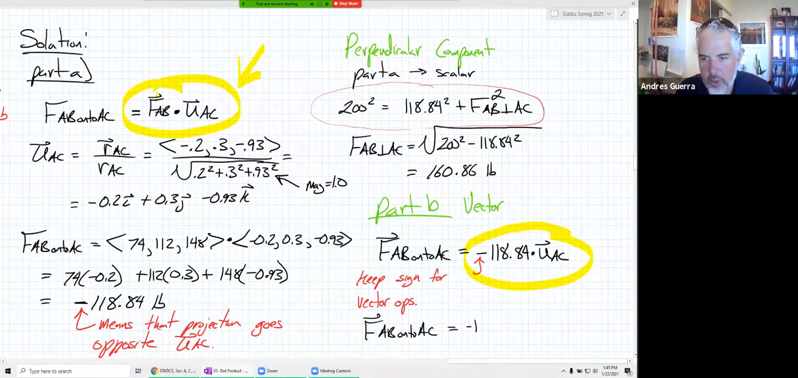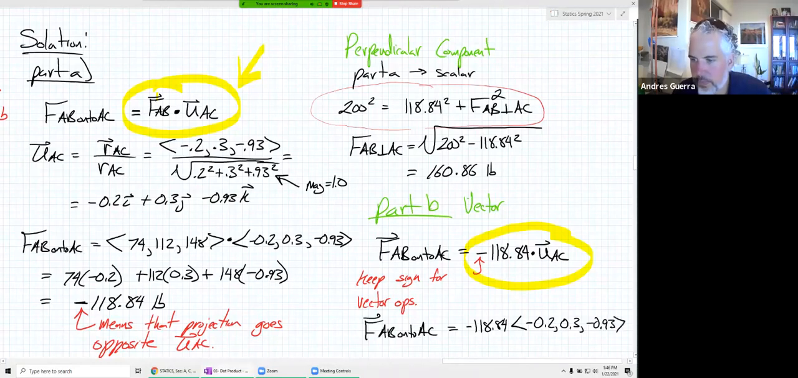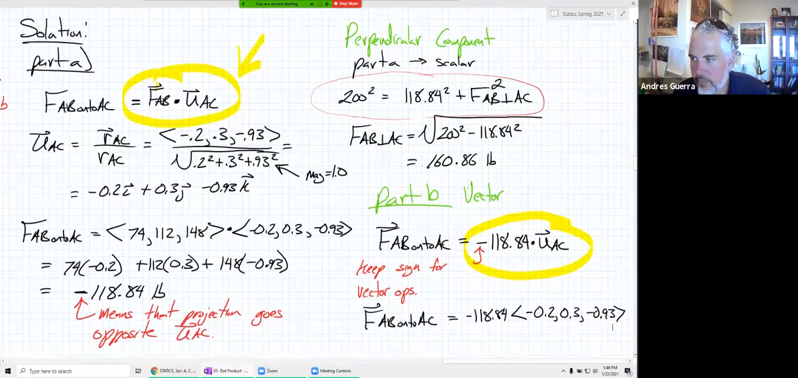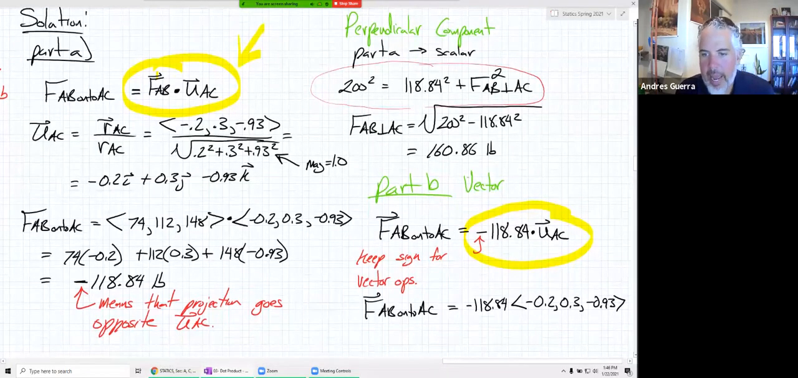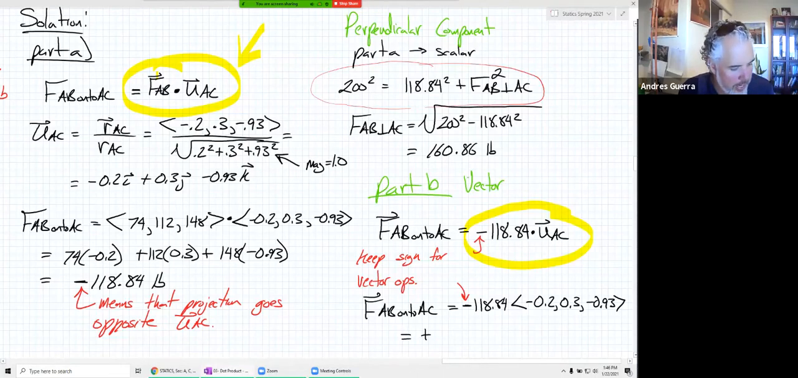I take my minus 118.84 and I'm going to multiply it times the unit vector, which we know is minus 0.2, 0.3, and minus 0.93. Look what happens when I keep this sign right here. I take a minus 118 times a minus 0.2, so actually I end up with my x component being a positive.